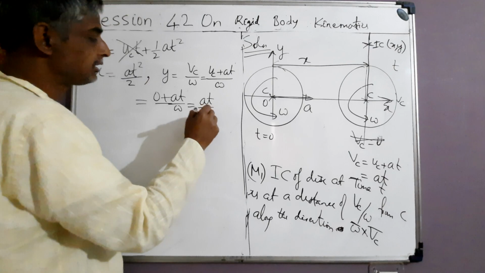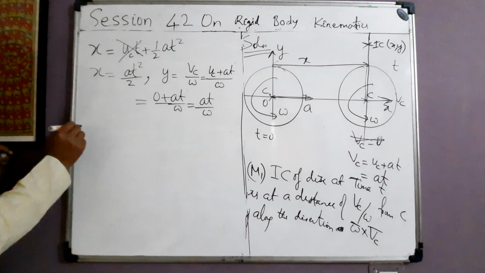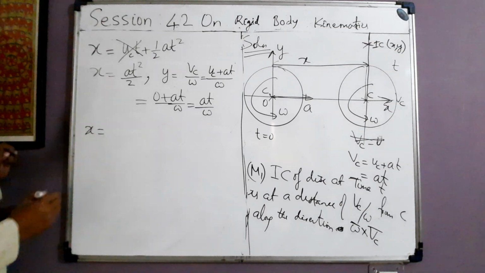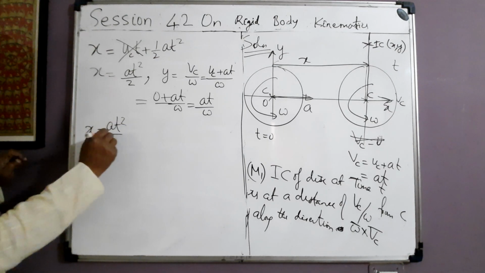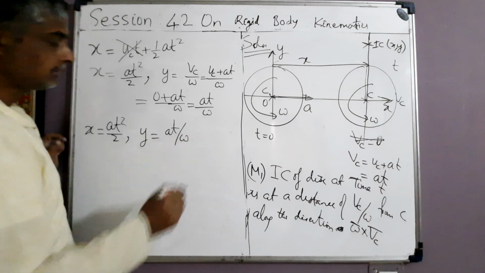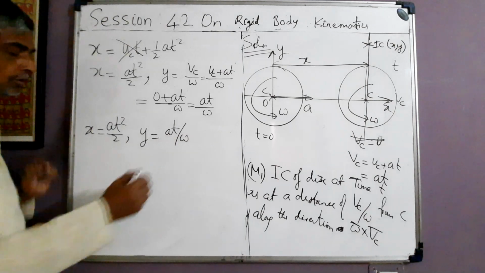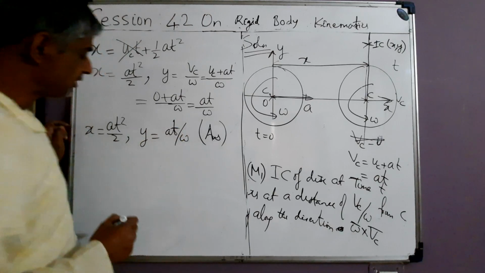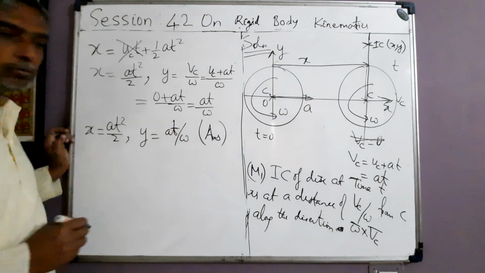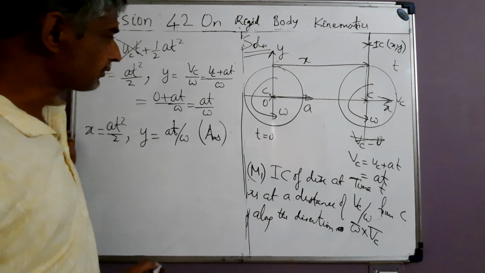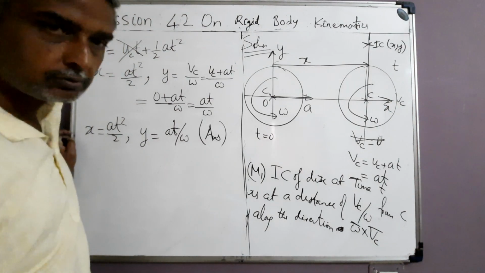That is simply at by omega. So the x coordinate becomes at square by 2 and the y coordinate becomes at by omega. This is the answer to the first part of the question. The coordinates of IC of the disk at time t are x equal to at square by 2 and y equal to at by omega. These are the x and y coordinates of IC of the disk at time t with respect to the ground.